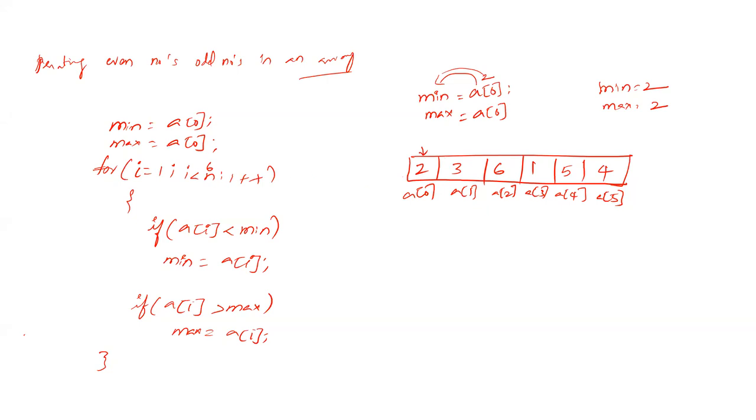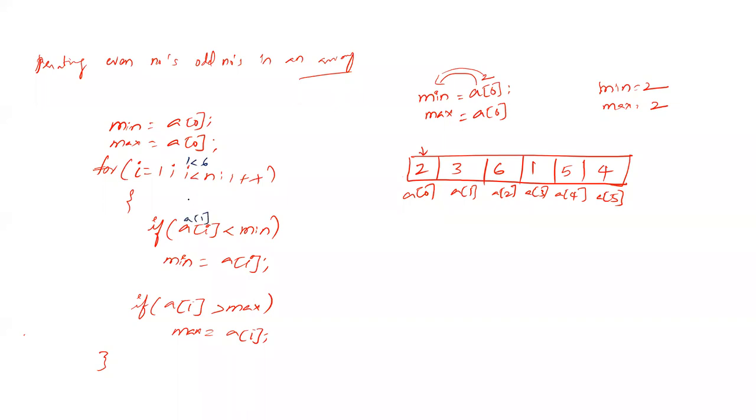So first i equal to 1. So 1 less than 6, yes it is true. Then it goes to the next statement, that is a of i. I value is equal to 1, so this is a of 1.